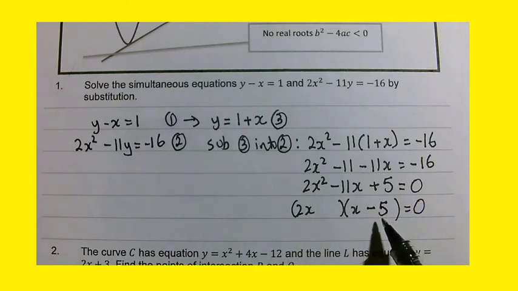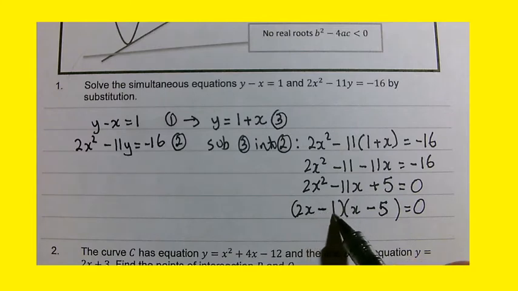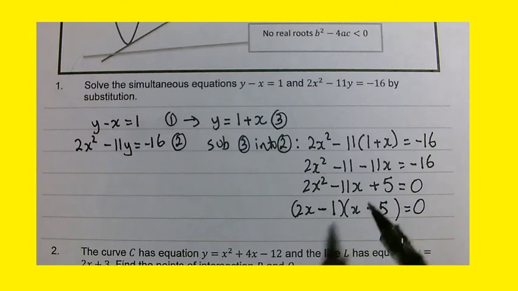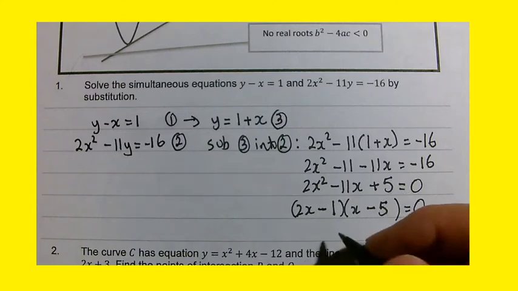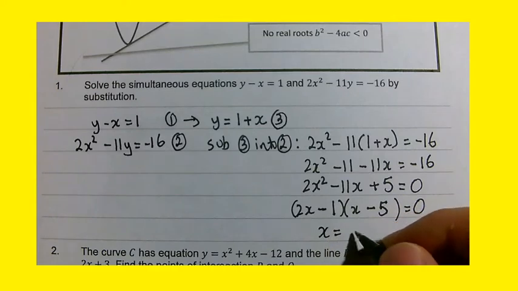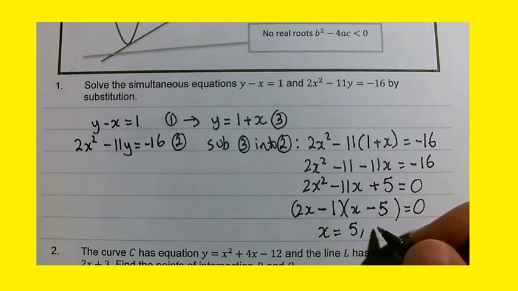So the 2x will multiply with that to make minus 10, and I'm going to make a minus 1 here, so that minus x and the minus 10x gives you the minus 11x. Minus 1 times minus 5 is plus 5. So when you solve that, you get x equals 5 as one solution, and x equals a half.